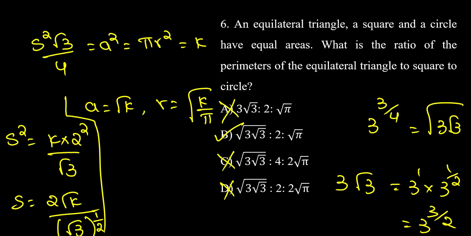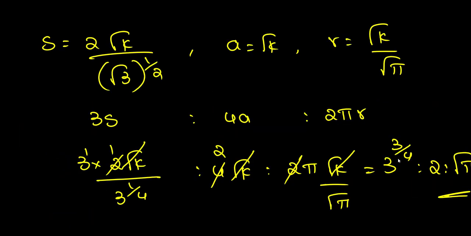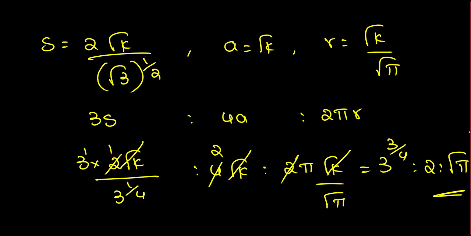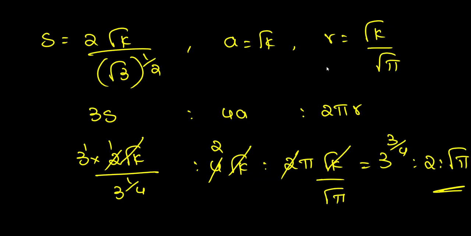No problem, it's your wish. You can take some value and attempt, or you can put all are equal to something called K. Option B is what you need to get. The problem is 3 root 3 by 4. Root K and 2 get cancelled. The first term is 3 root 3 by 4, the second term is 2, and the last term is nothing but root pi.